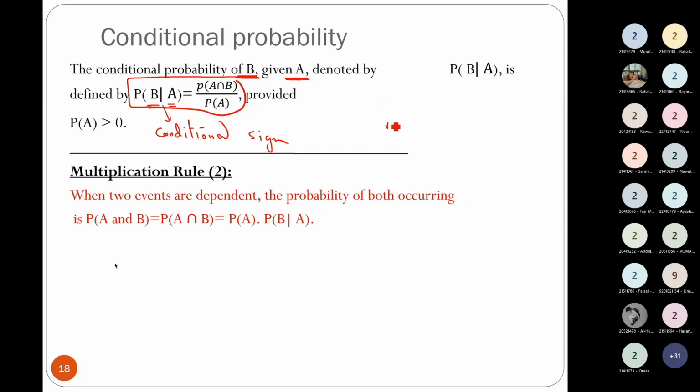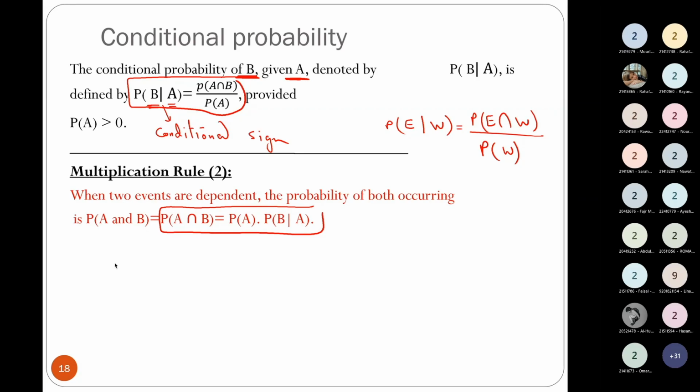If we need to find, for example, the probability of E conditional on W, this means the probability of E intersection W over the probability of W. Now, when two events are dependent, the probability of both occurring is like this. If independent, the probability of the intersection equals the probability of A multiplied by the probability of B. But if dependent, the intersection equals the probability of A multiplied by the probability of B given A.